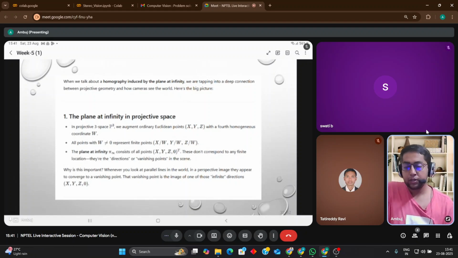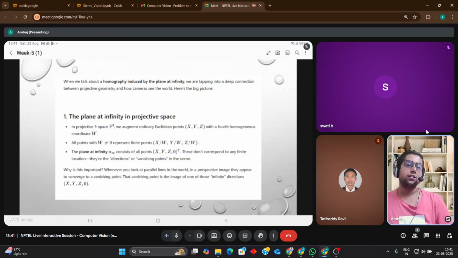Now, when we talk about homography induced by a plane at infinity, we are tapping a deep connection between projective geometry and how the cameras behave in the real world. The plane at infinity in projective space: you try to see in projective 3D space governed by P3. Augment the ordinary Euclidean points x, y, z with a fourth homogeneous coordinate w. This we are doing from session number 1 itself.